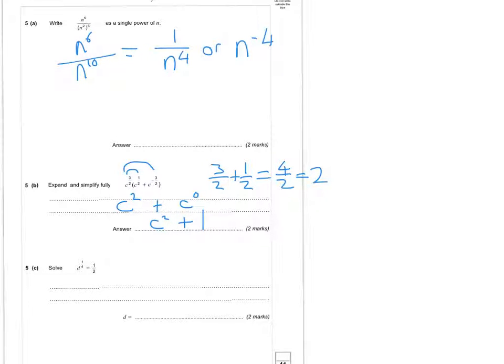Solve d to the power of a quarter equals 1/2. So I'm going to power 4 both sides. So d is equal to 1/2 to the power of 4, which is equal to 2, 4, 8, 16, 1/16. Okay.